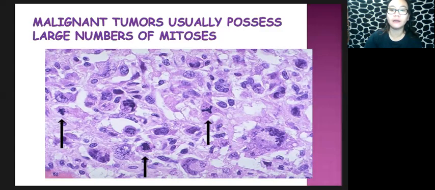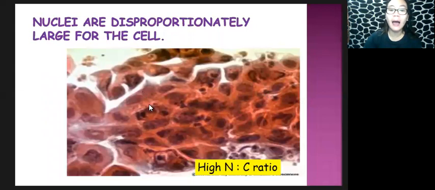And then we have here a high nucleocytoplasmic ratio, as shown by the very large nuclei of your cells. Remember that I mentioned when it comes to your nucleocytoplasmic ratio, it should be low in mature cells. And your high nucleocytoplasmic ratio is actually observable in your undifferentiated or immature cells, which is the case in your malignancy or in your cancer.